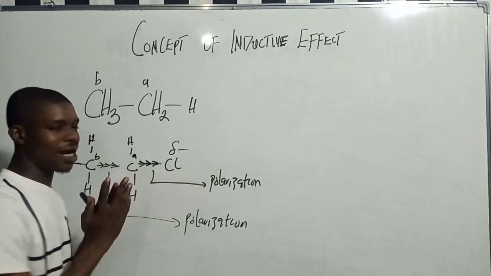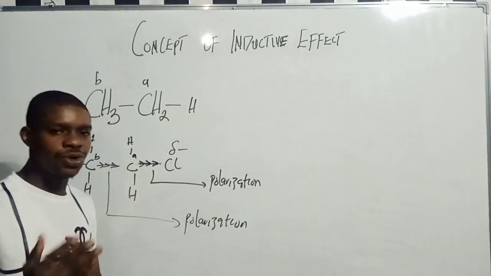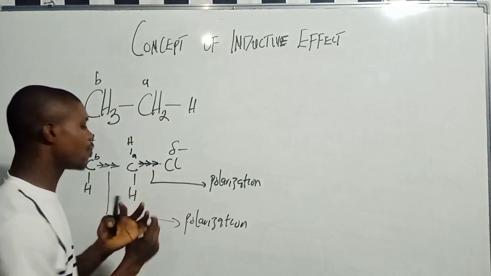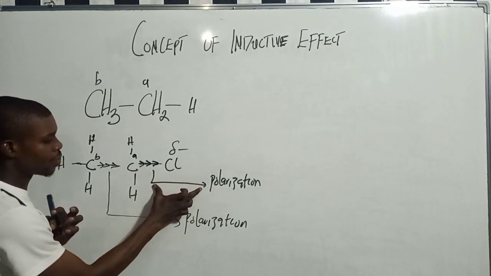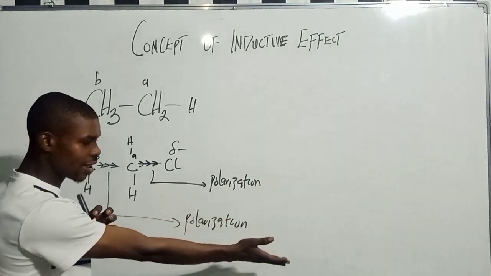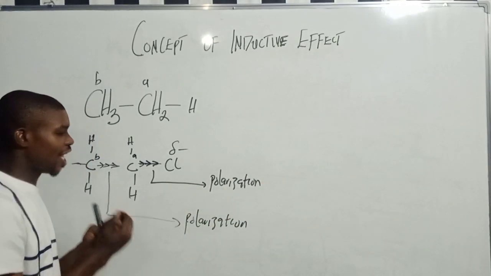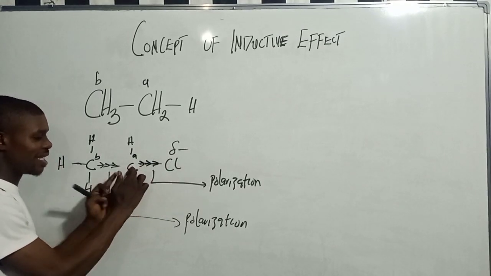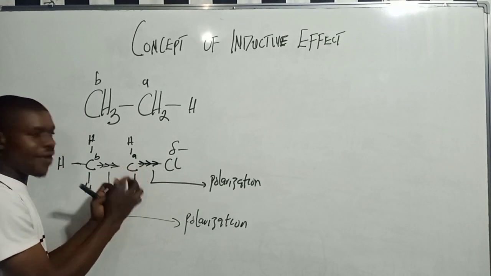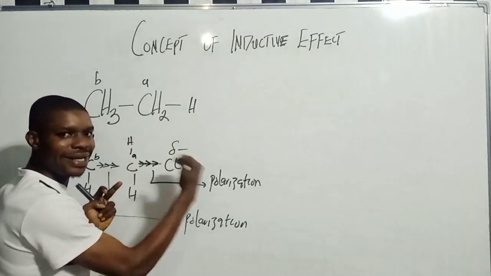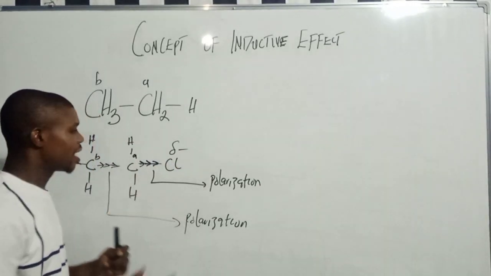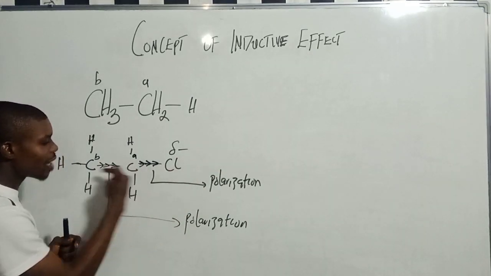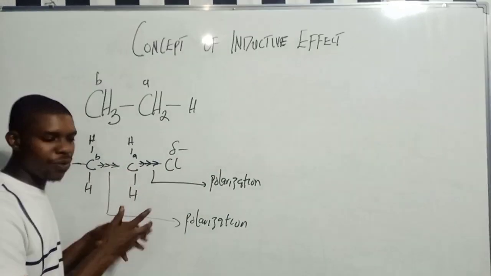So with this definition now, and with the explanation, I believe you understood what is called inductive effect. So the definition is that inductive effect is the polarization of one bond caused by the polarization of an adjacent bond in a molecule. Or it is the effect an atom or group has on the electron density at a neighboring site, by virtue of its electronegativity. Or you can say inductive effect is the transmission of polar effect through a sigma bond.